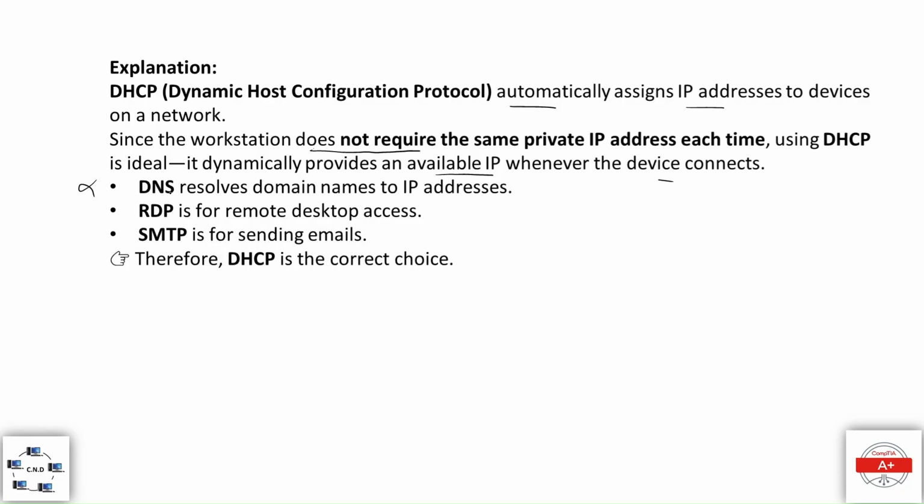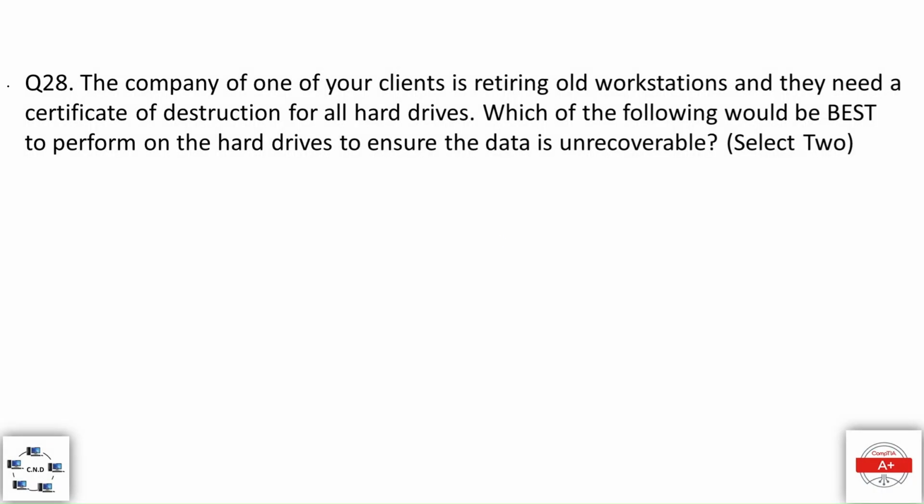Other incorrect options: DNS resolves domain names to IP addresses. It is not used to assign IP addresses to clients. RDP, or remote desktop protocol, is used for remote desktop access and has nothing to do with assigning IP addresses, and SMTP, or simple mail transfer protocol, is used for sending email. So therefore DHCP is the correct choice if you want to randomly assign IP addresses to devices or clients on a network.